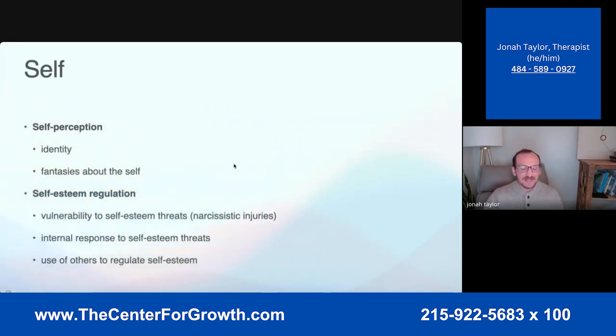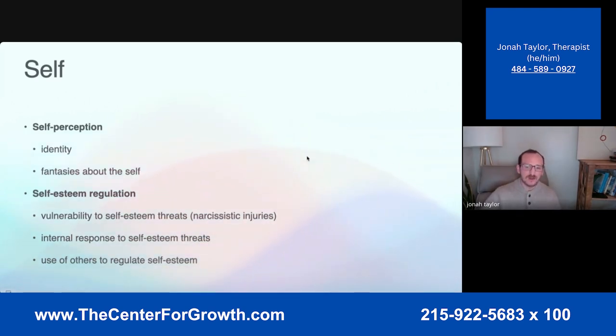And then there's self-esteem regulation. What that means is how we pick up ourselves after disappointments or slights or perceived slights. One idea under that is vulnerability to self-esteem threats, which historically has been referred to as narcissistic injuries. So threats could be a medical illness, a job loss, or just somebody looking at you the wrong way. How somebody reacts to each of those things gives you some sense about their vulnerability to self-esteem threats.